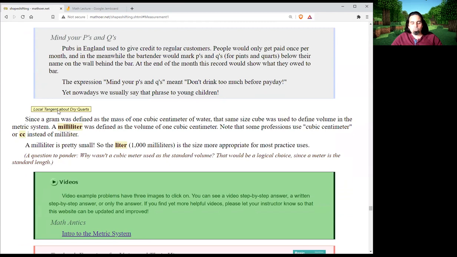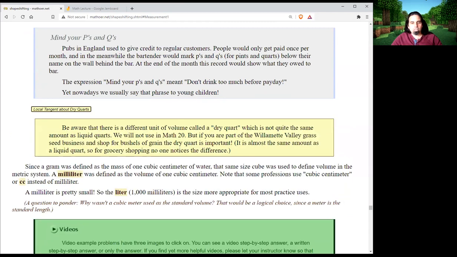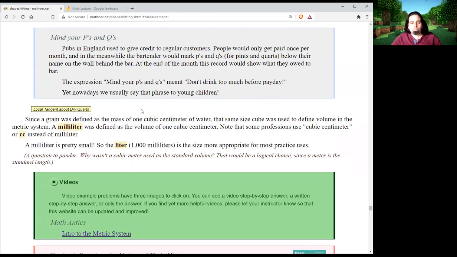And that's another tangent. We're in Willamette Valley. This is the grass seed capital of the world. There's something called a dry quart. If you or your family are involved in that, don't confuse the rest of us, please.